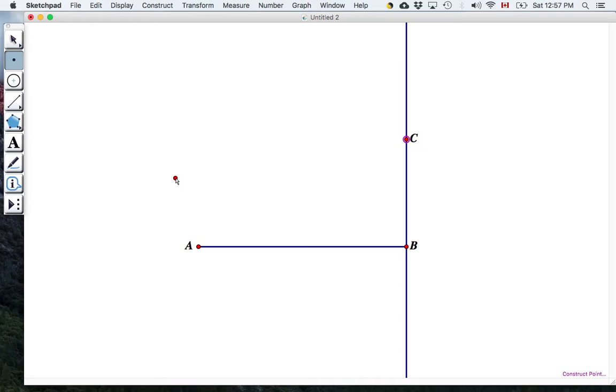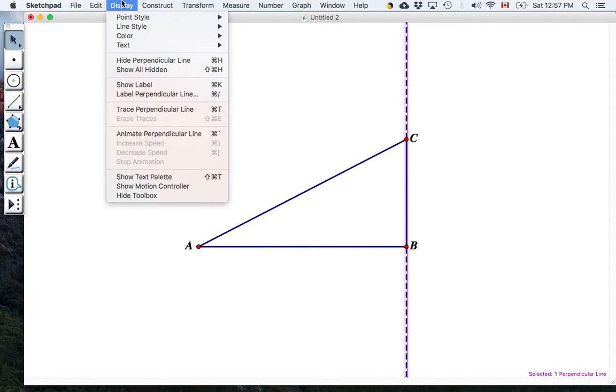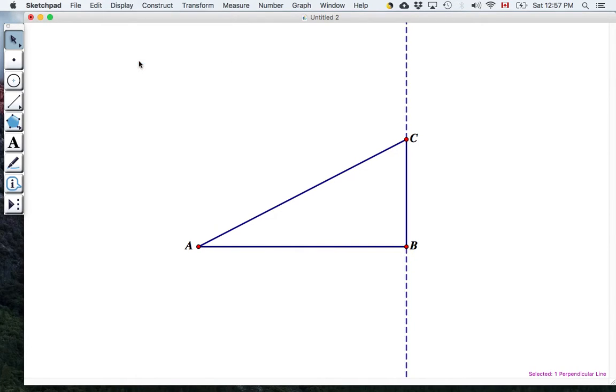Okay. And now I don't really want this line to continue on forever, so I'm going to connect A to C and C to B, and then I'm going to highlight just the perpendicular line that continues on forever, and hide it. So hide that perpendicular line. Okay, so now I have my triangle ABC, and I've got a right angle here, so this is a right triangle. Next, what you're supposed to do is measure the angles.